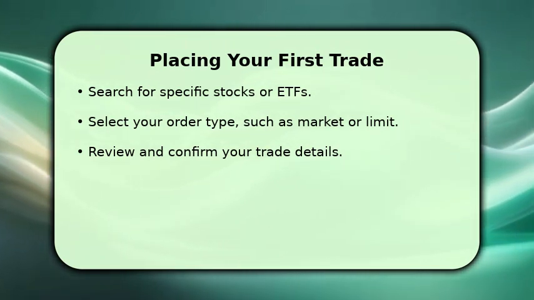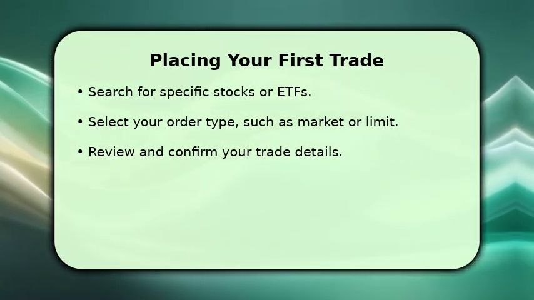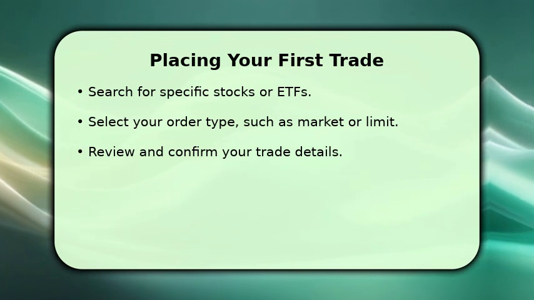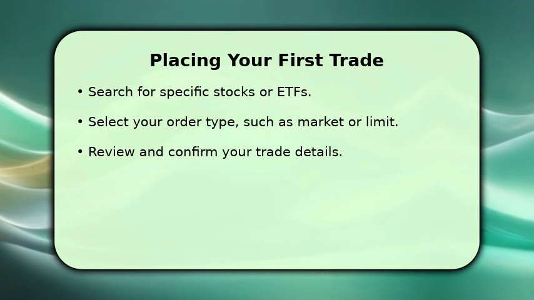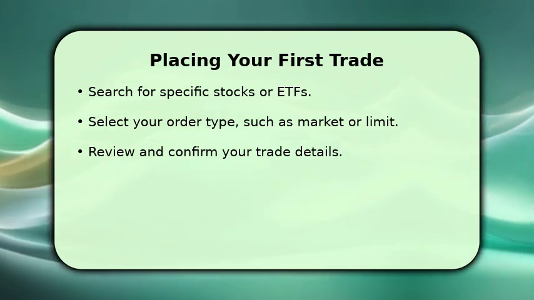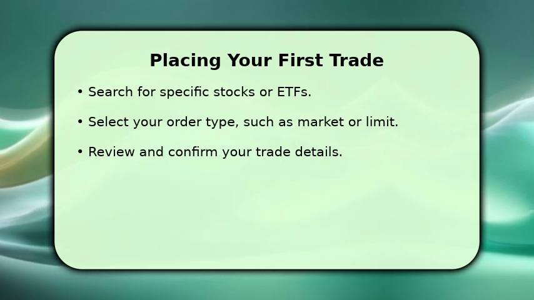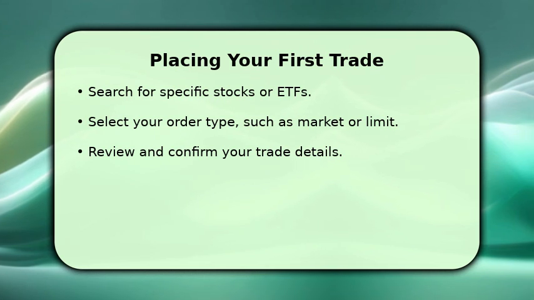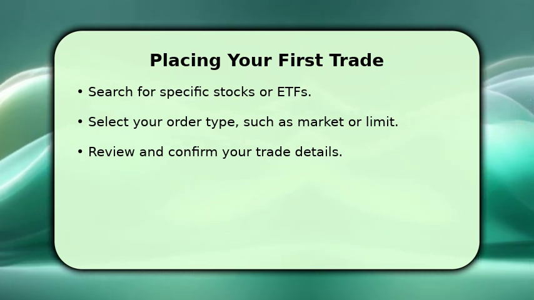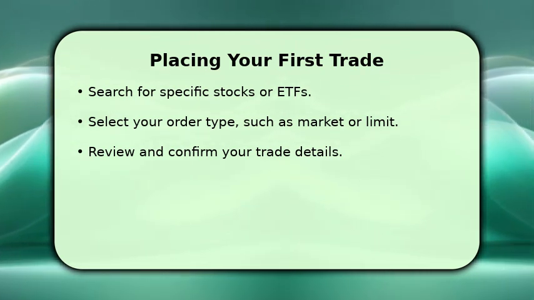Use the search function to find the specific stocks or exchange-traded funds you're interested in. When you're ready to buy or sell, you'll choose your order type. A market order executes immediately at the current price, while a limit order lets you specify a maximum or minimum price. Always review all the trade details carefully before confirming your order to ensure everything is correct.